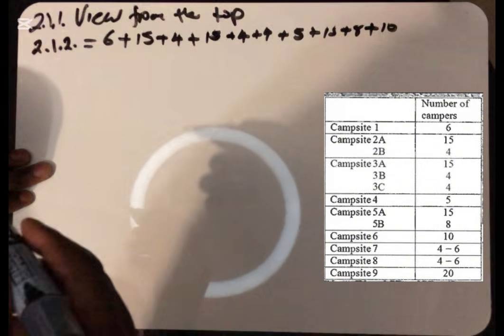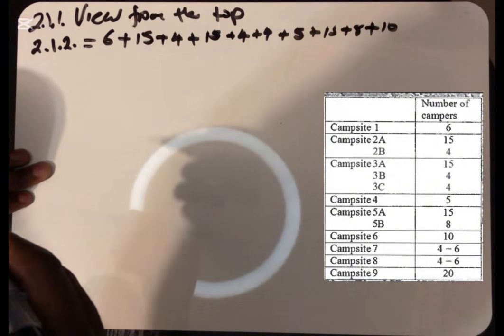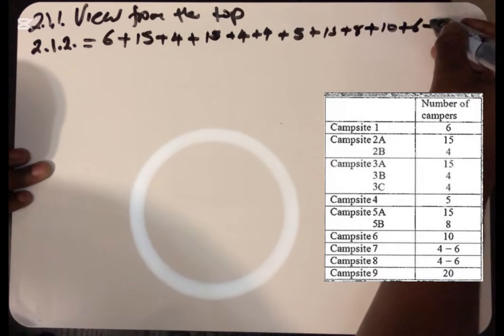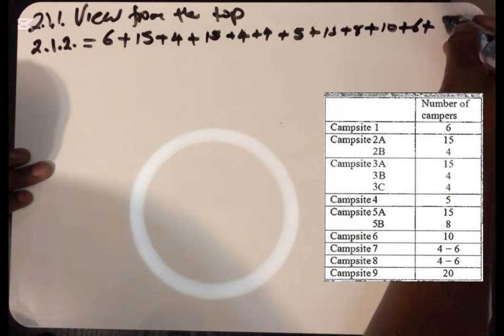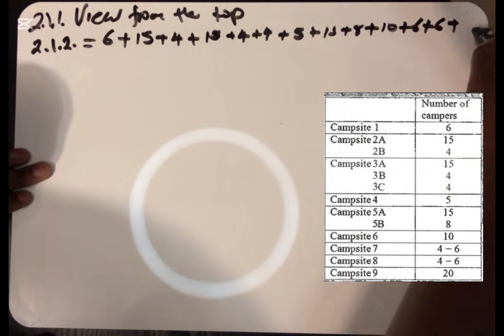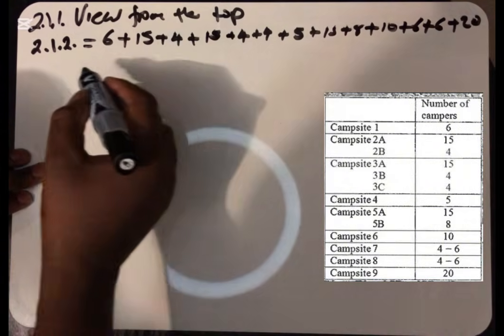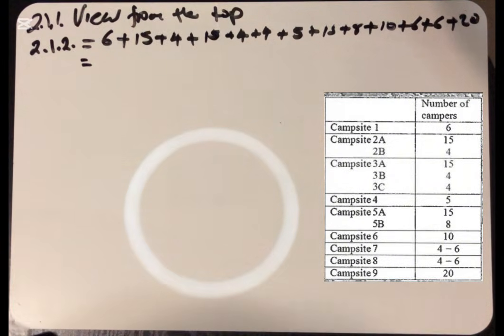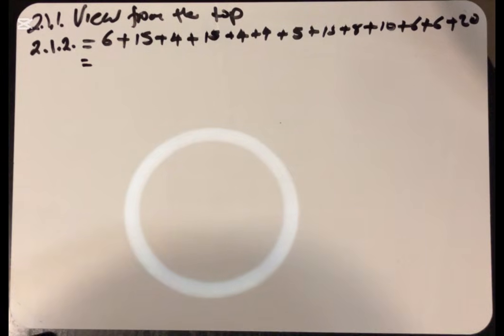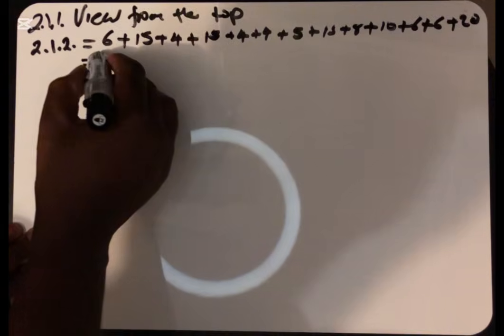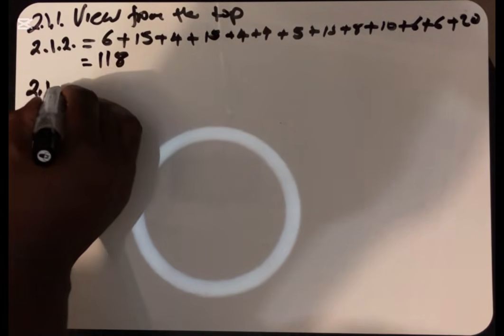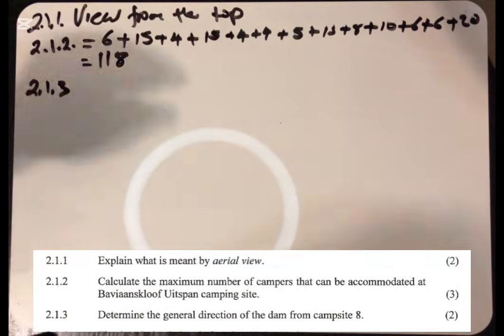If you look at campsite 7, it said 4 to 6. We take the highest, which is 6. Say plus 6. Even the next one, we take the highest, which is 6. And then we say plus 20. We just add these numbers. It will give us the answer that we are looking for. And when we do the addition, we found that this is 213.